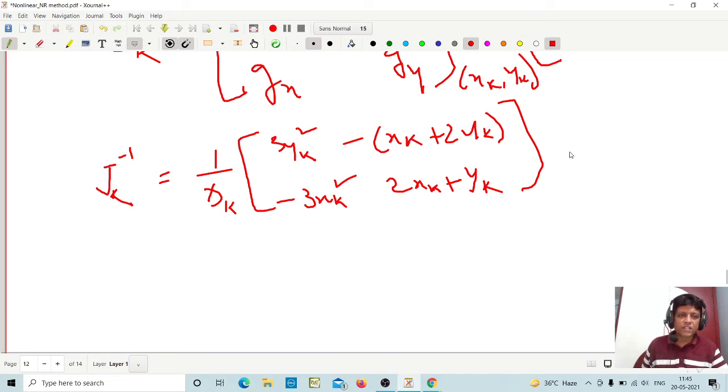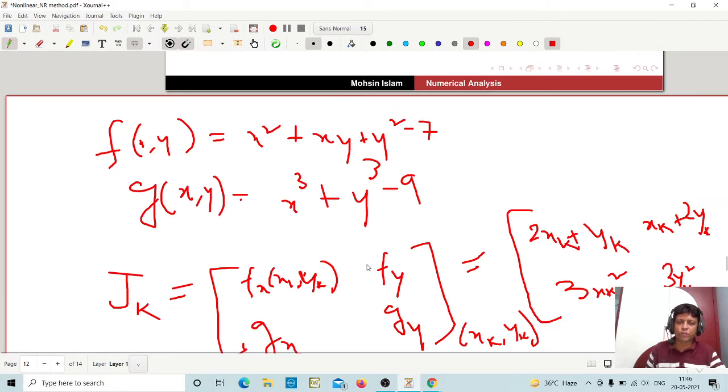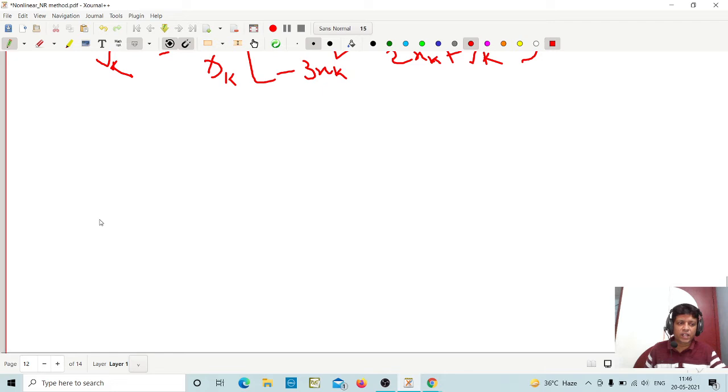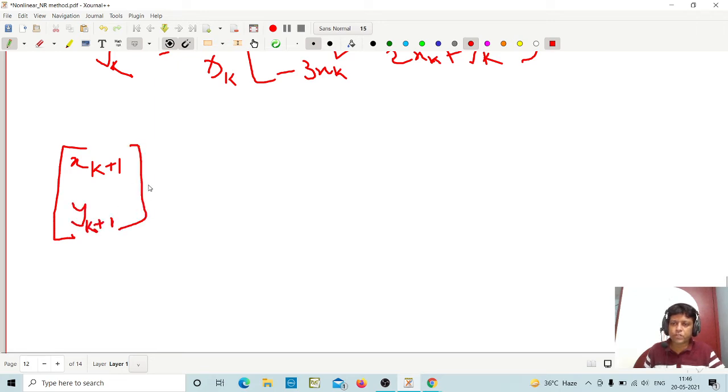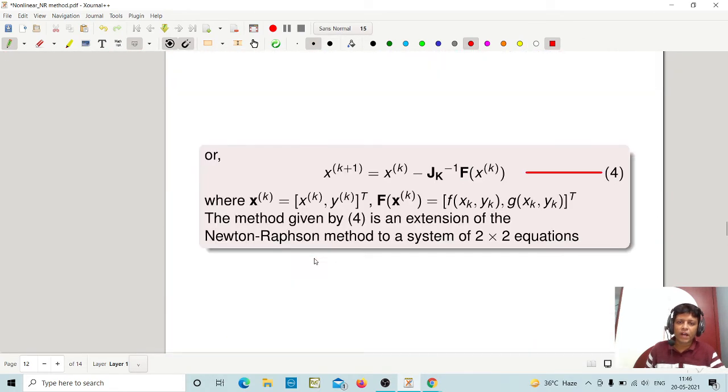So dk you can calculate by modulus determinant of Jk, right? You can calculate that. Now we write the method. So you got the inverse of the matrix. So let me write the method. The method is xk plus 1, yk plus 1, that is the approximation in the iteration steps, equal to xk. This is the method already explained. You look at that.